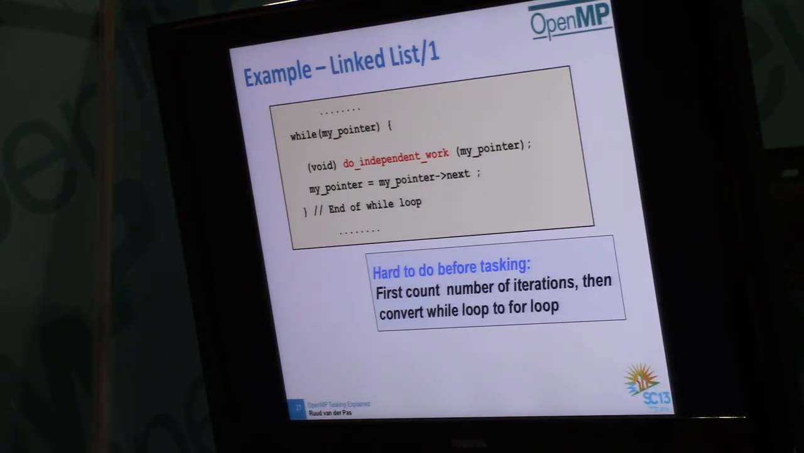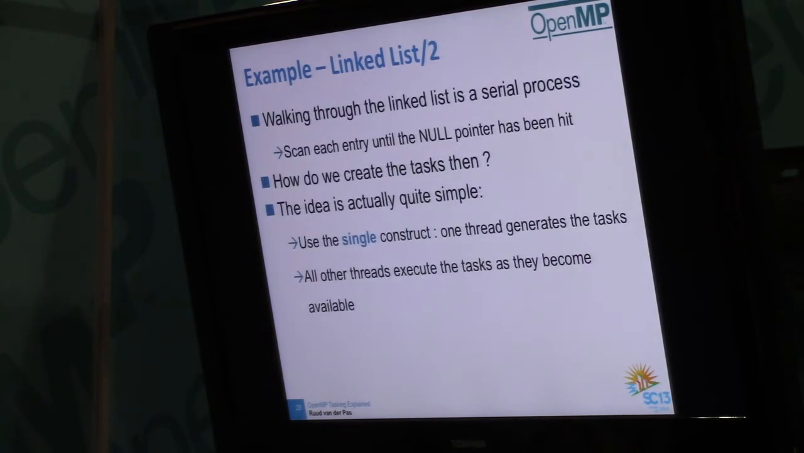You could do that in the ugly style. You could count all the iterations and then build a for loop out of it, but you could scan your linked list and then build a for loop. That's really ugly, and nobody did that. Right. So that's what this said.